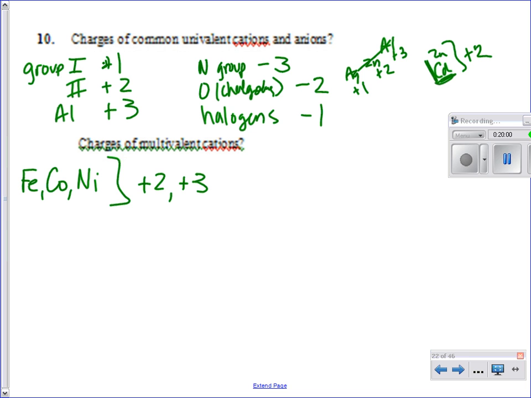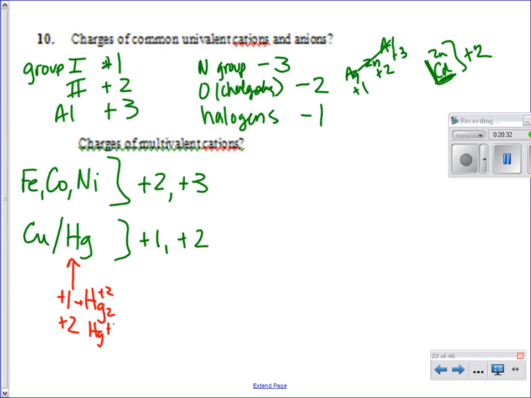What about, we'll do copper and mercury because they both have the same situation. +1, +2. There's high fives going on in the back. Now, let's talk a little bit about mercury. Mercury is a little bit special. When mercury is +1, it's actually a diatomic. Y'all remember that? I know they taught it. Mercury can only be +1 if it's like that. Mercury's +2, though, is like this, so that's okay. So just know mercury can only be +1 in the diatomic fashion.